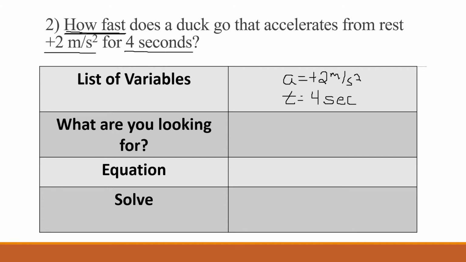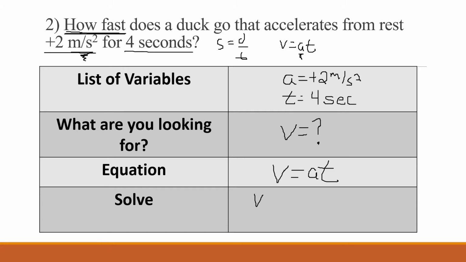Awesome. So it says, how fast does a duck go? How fast is either speed equals distance divided by time, or velocity equals acceleration times time. But because we have an acceleration, because of the unit m/s squared, it actually tells us a lot. It tells us that we are looking for velocity. This is the only equation that has acceleration, so this is the equation that we are going to be using. Whenever there's an acceleration, you are looking for velocity, and the equation that you use is v equals at. I know this because of the acceleration. That's why acceleration is so important.